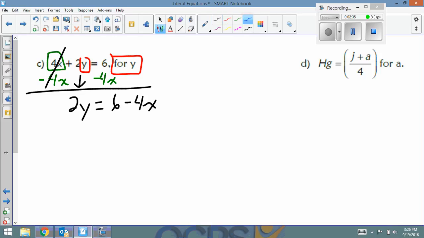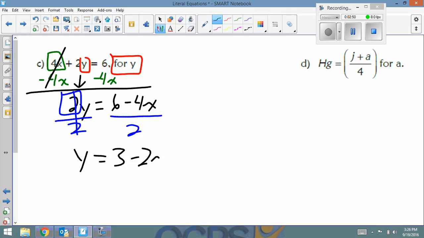Then we still have this 2 here that we have to get rid of, and since it's right next to that y, it's being multiplied. So to move it, we're going to have to divide both sides by 2. And we can actually divide these numbers here. So we're going to do 6 divided by 2, which gives me 3, and 4 divided by 2, which is 2. And since y is by itself, you're finished.